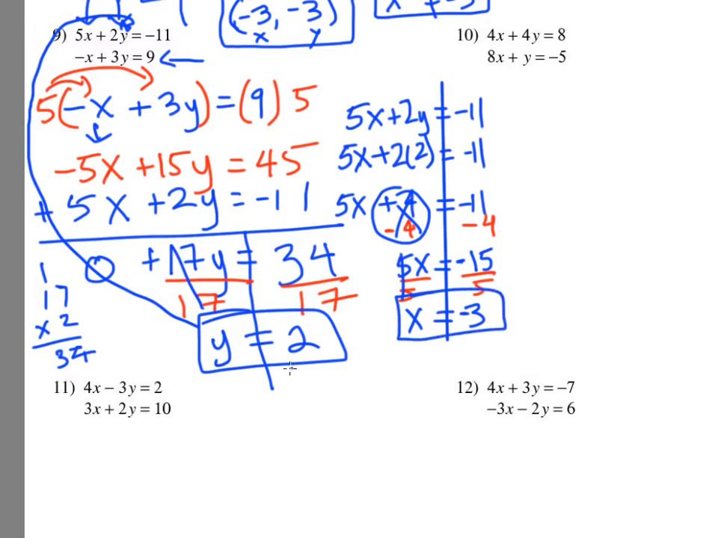Excellent. So our solution, where do they cross? They cross when x equals negative 3. Remember, the x always comes first, and y equals 2. Right? X always comes first. X equals negative 3, and y equals 2. This is our solution. That's the point where they cross if I was to graph this system.